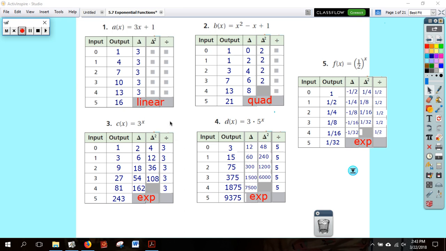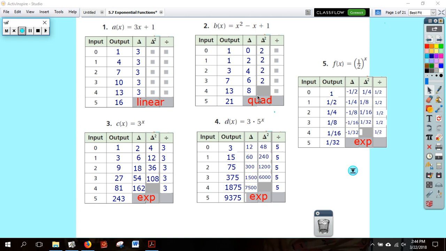All right, so this is the assignment from yesterday. So we talked a little bit about how if your delta column is constant, then it's a linear function. And remember, this 3 right here is your delta, which is the same thing as your slope or your rate of change. In this one, your delta column is not constant, so you need to go out to delta 2, and because your delta 2 column is constant, you get this quadratic function.